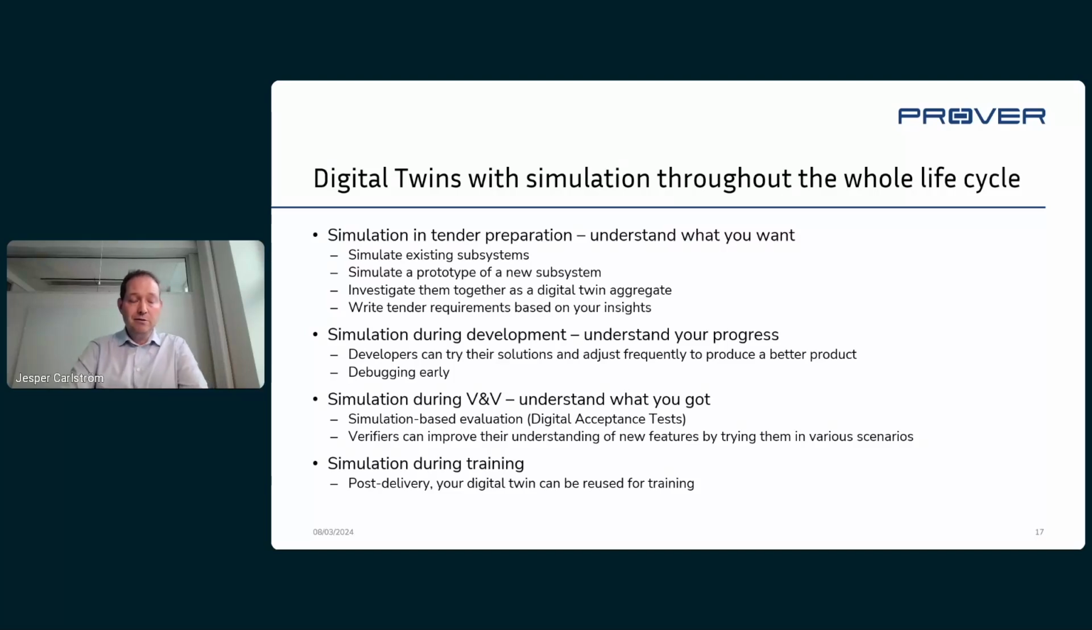Finally, during V&V, so verification and validation, it's pretty common to do simulation to just check what you got, what's the result of this development effort. It's very common to use simulation-based evaluation of a development project. It's sometimes called digital acceptance tests. So it's like a factory acceptance test, but with the hardware in the loop. You just do it with digital models, as a kind of first test to make sure that it behaves as expected.